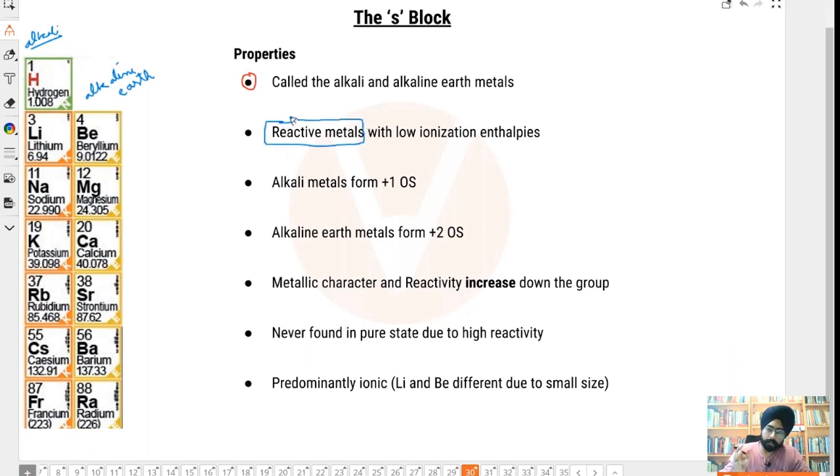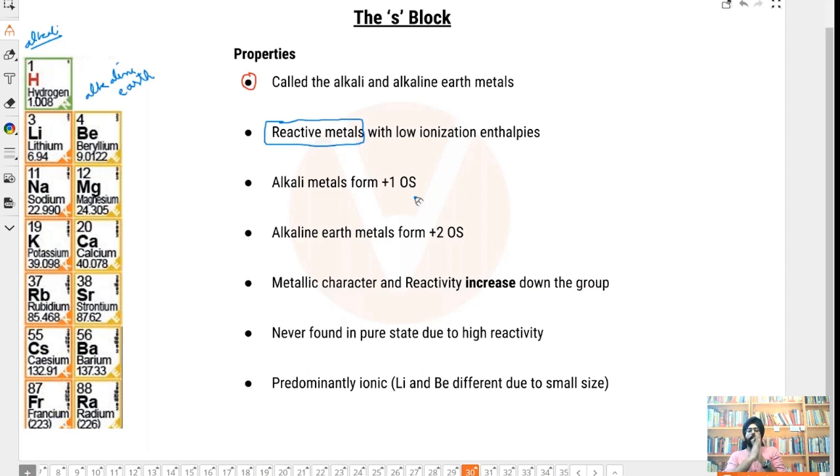What is a metal, people? Can you tell me the definition of a metal? How do you define a metal? What property is what makes metals? Metals basically have the tendency to, yes, donate electrons, exactly. So metals have the tendency to donate or lose electrons. So these are reactive metals, which means they tend to lose electrons.